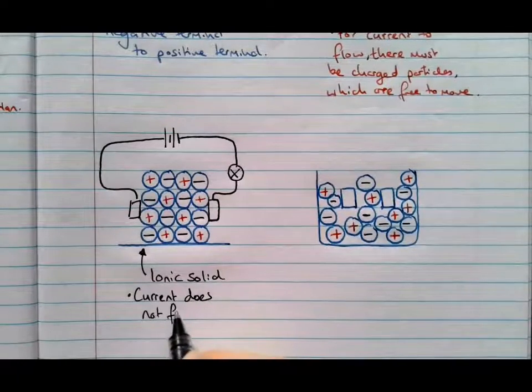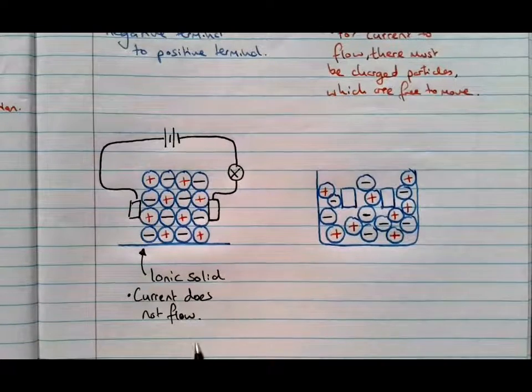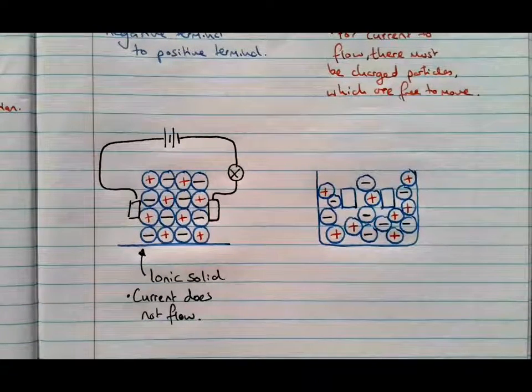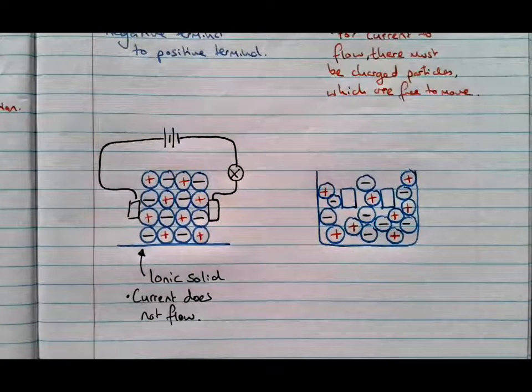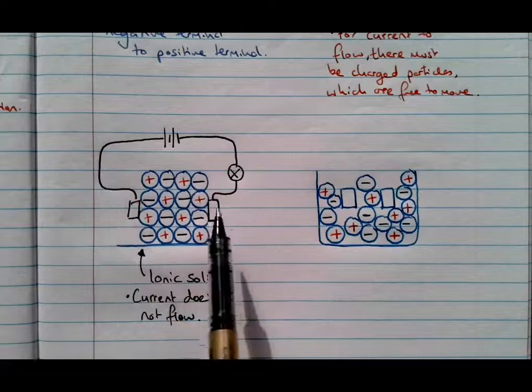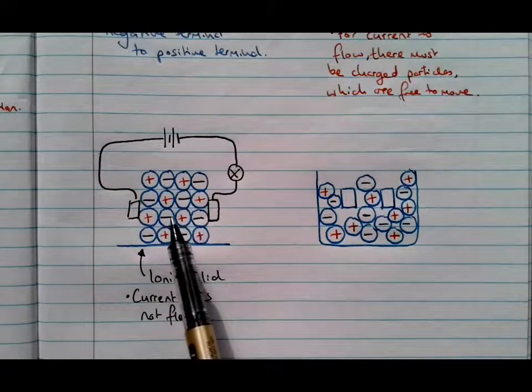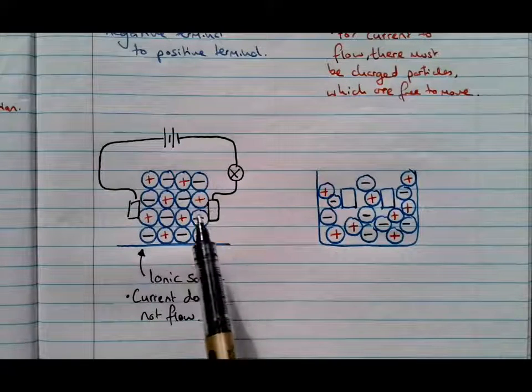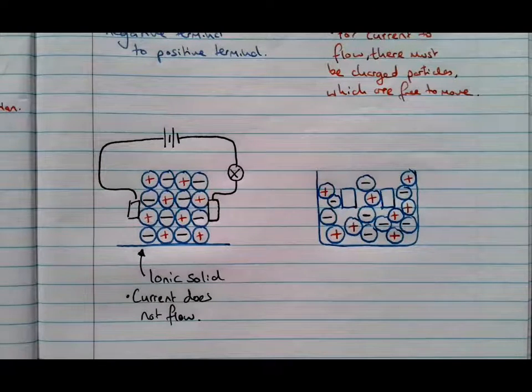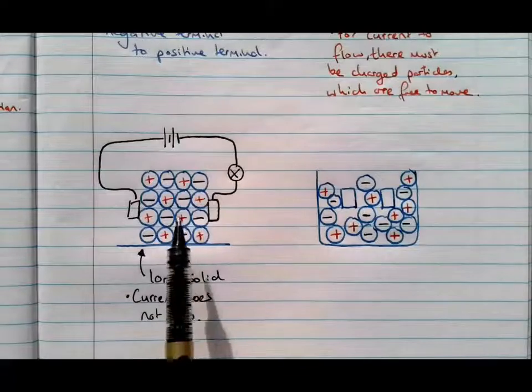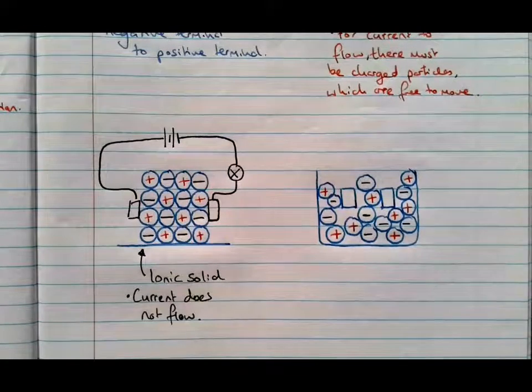Of course, you can try this yourself anytime you want. You can get yourself a battery, your beginner electrical circuit kit, connect some wires to a bulb, and then get some salt out of the cupboard and stick two ends of the wires into the salt, and see if the bulb will come on. It won't, because these charged particles cannot move, so they cannot carry the current.